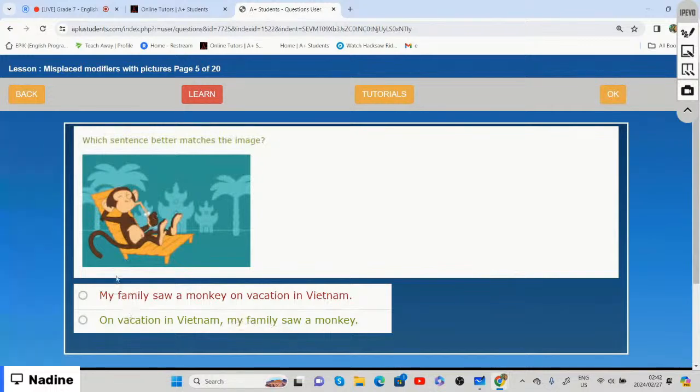If we look at this picture, right, we have a monkey that's sipping on some cocktails. It says, my family saw a monkey on vacation in Vietnam, or on vacation in Vietnam, my family saw a monkey. So which one is the correct option? My family saw a monkey on vacation in Vietnam, or on vacation in Vietnam, my family saw a monkey.